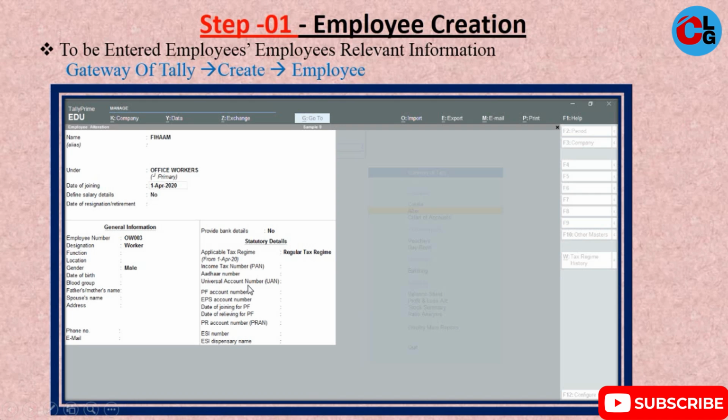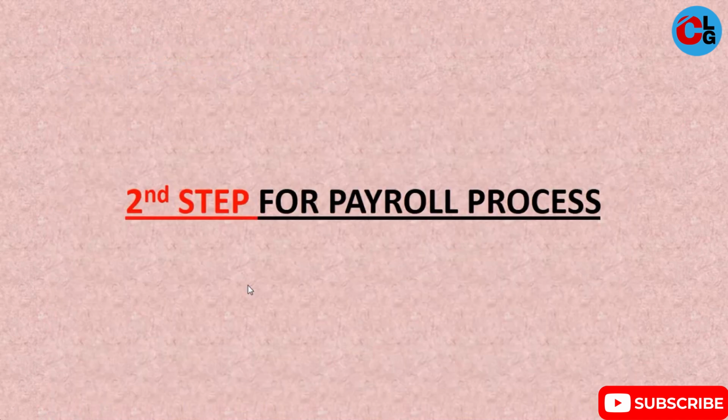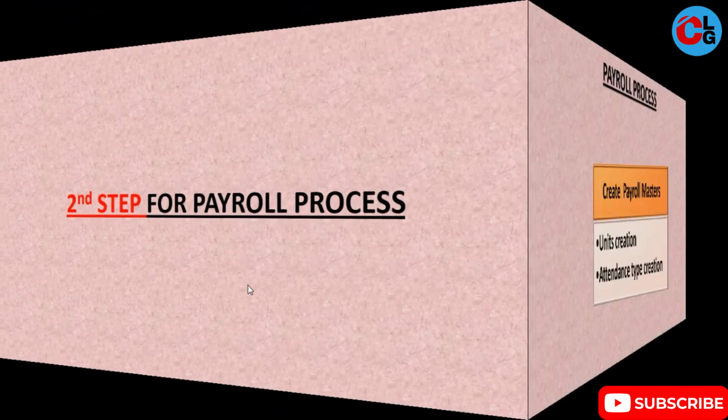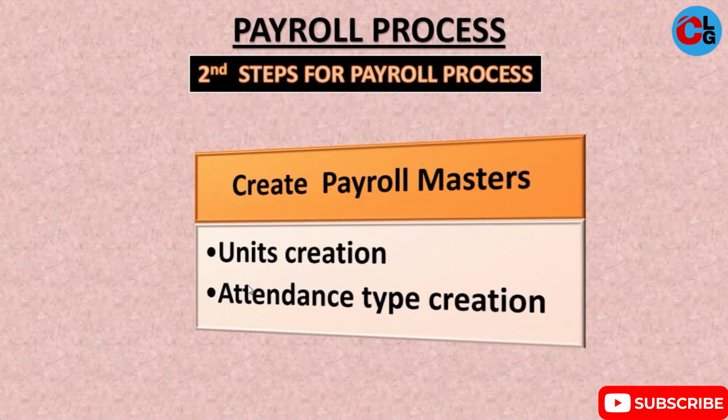So you can enter each employee's relevant information. This is the employee creation, right? Now we are going to look at the second step of the payroll process. The second step is create payroll master, right? Under create payroll master, we have to do the unit creation. The second one is attendance type creation.